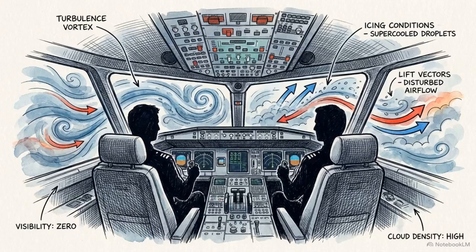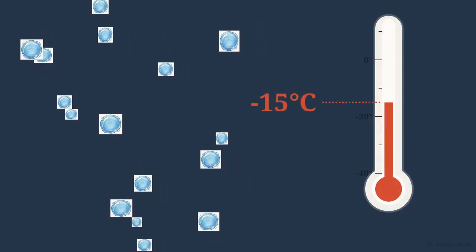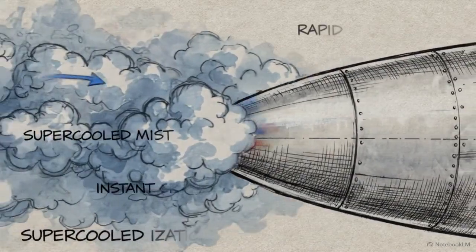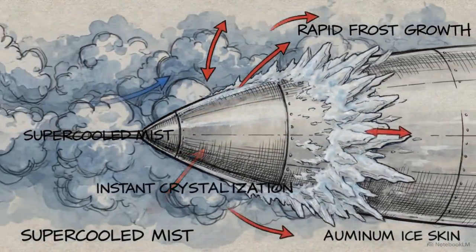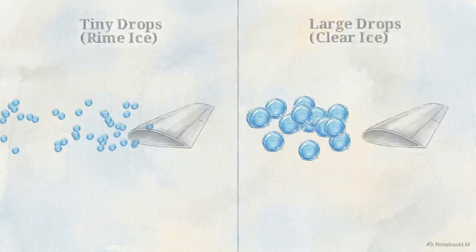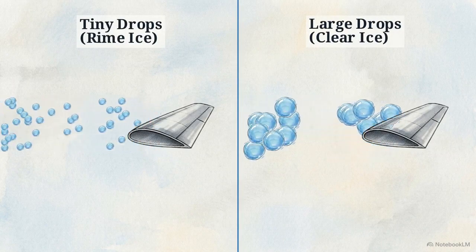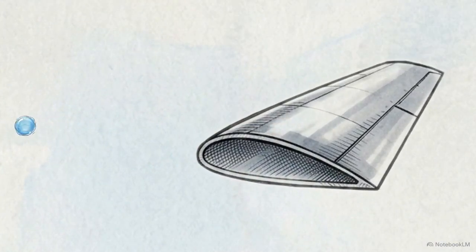To understand how this destruction happens, we have to look at the fluid dynamics of the clouds themselves. The atmosphere is full of supercooled drops, liquid water that remains in an unstable fluid state well below its normal freezing point. Aircraft regularly encounter high concentrations of supercooled liquid water at temperatures down to -20 degrees Celsius or even colder. When an aircraft impacts these drops, the type of ice that forms depends entirely on the size of the water droplet. If the drops are tiny, the result is rime ice.